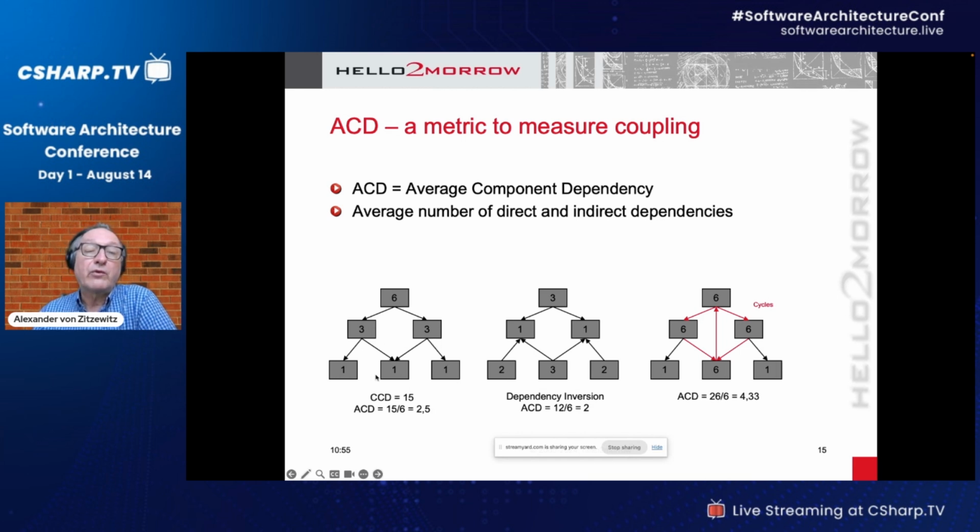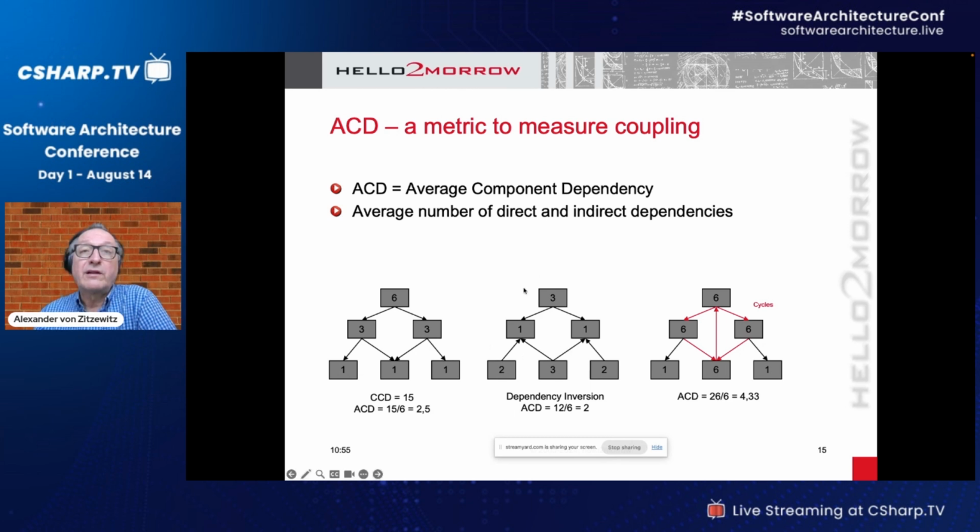If we add up those numbers, we get the cumulated component dependency. 6 plus 3 plus 3 plus 3 times 1 gives you 15. And if we divide it by the number of boxes, we get an average component dependency of 2.5. That means in that dependency graph, every file on average depends on 2.5 files, including itself.